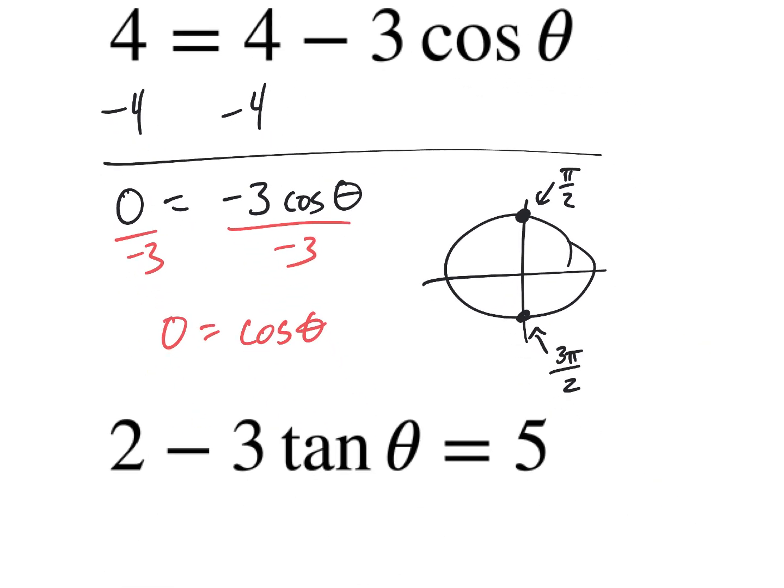So my two theta values are theta equals pi over 2 and 3 pi over 2. If I went another circle around, I would get more answers, but remember those aren't within that first rotation on the unit circle. Okay, let's continue.